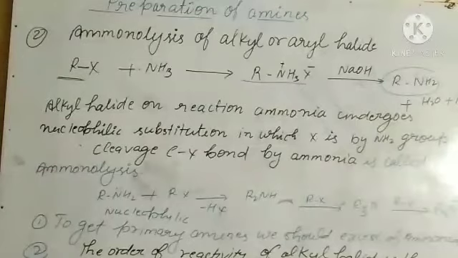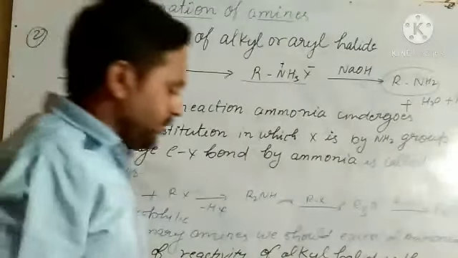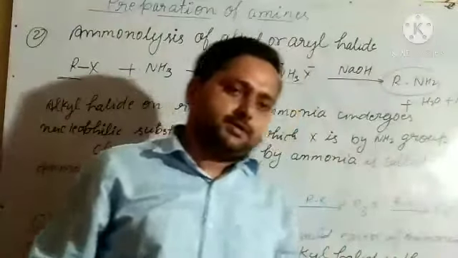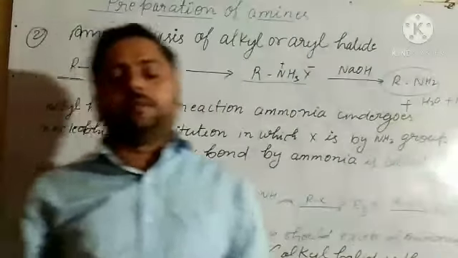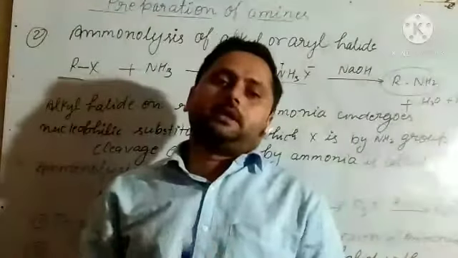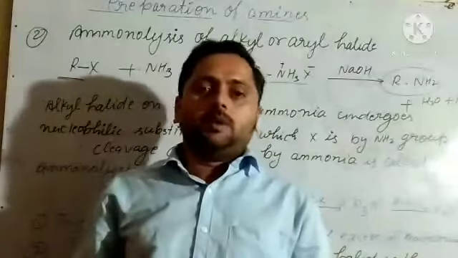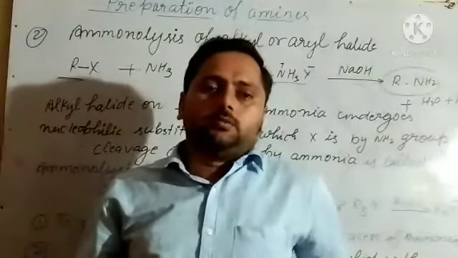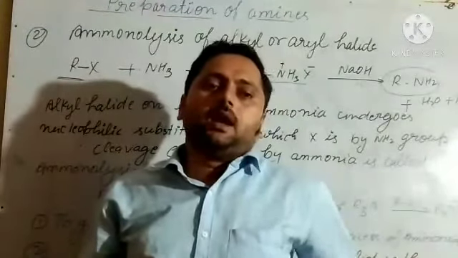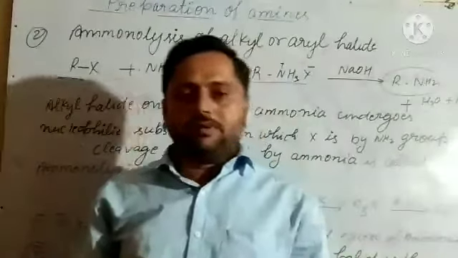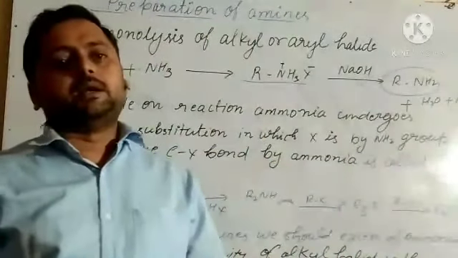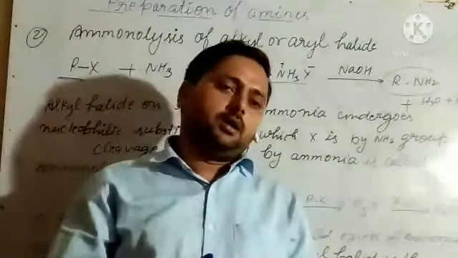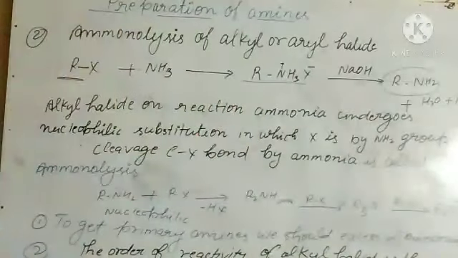So what we have seen here is that by this method we can prepare amines. For the preparation of primary amines, we should take an excess of ammonia. If we take excess of ammonia, we will get primary amines. If we take excess of alkyl halide, we will get a mixture of primary, secondary, tertiary and quaternary amines. And what is the process called? We define it as ammonolysis.